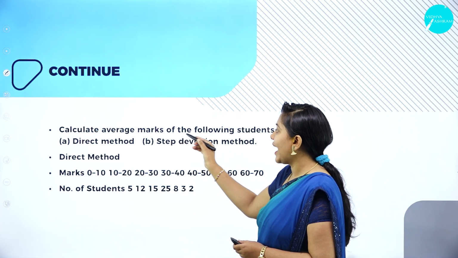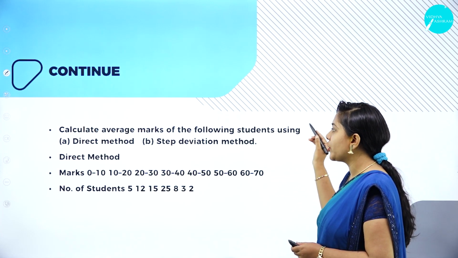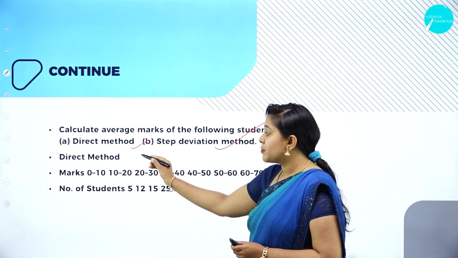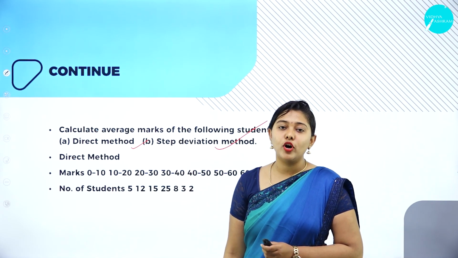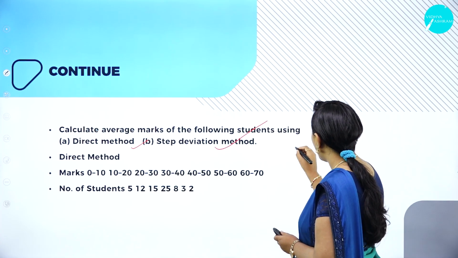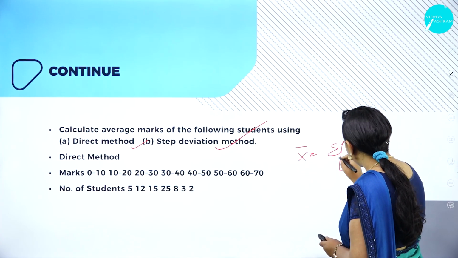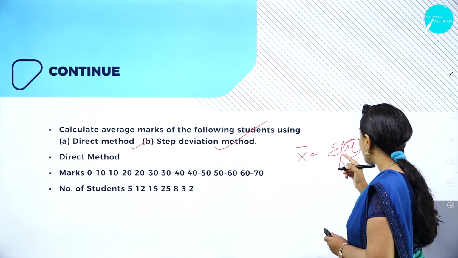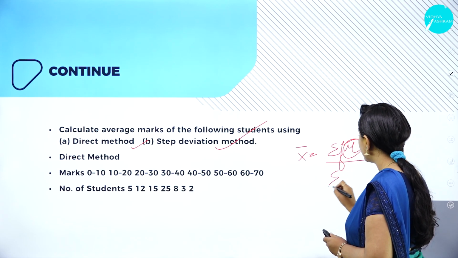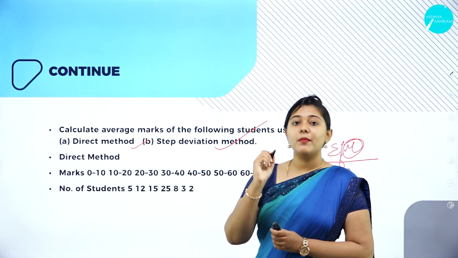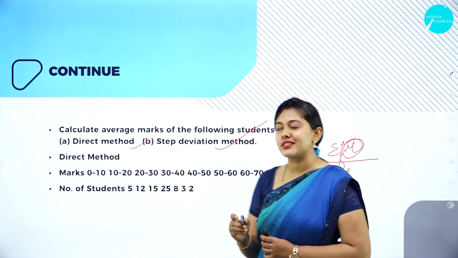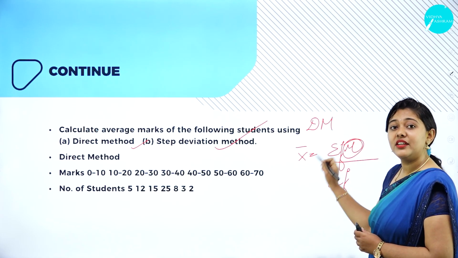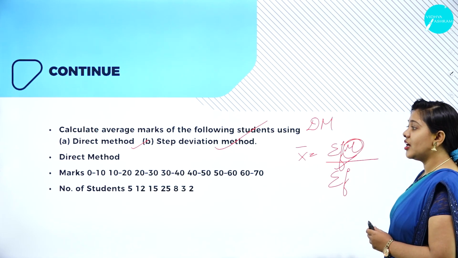Calculate average marks of the following students using direct method and step deviation method. Let us first understand the formula for direct method. x bar is equal to sigma fm divided by sigma f. Instead of deviation, we are using midpoint. So sigma fm divided by sigma f is the formula for direct method under continuous series.